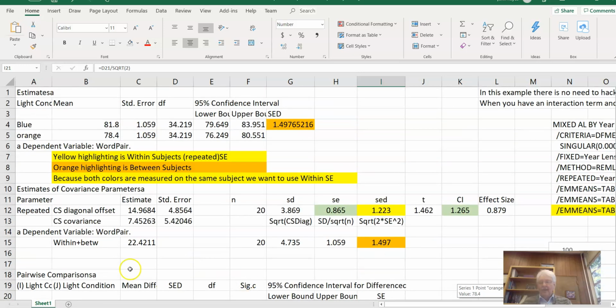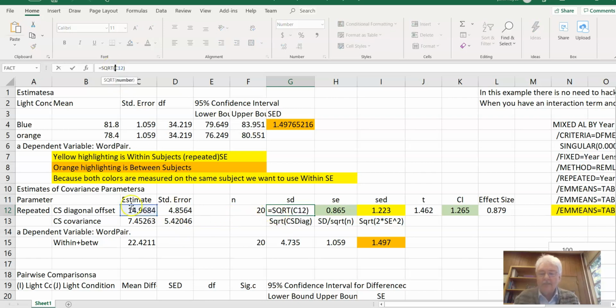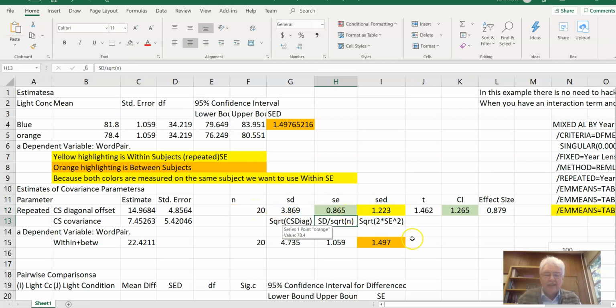Well, if we look at our estimates of covariance, we get 14.9. We have 20. We can take the square root of that. We've done this before to figure out how to compute our 84% confidence interval. We take that number, take the square root of it, that's our standard deviation. To get to the standard error, we take the standard deviation and divide it by the square root of n, and that gives us the 0.865. So 0.865 is ruling here. 1.497 is incorrect.